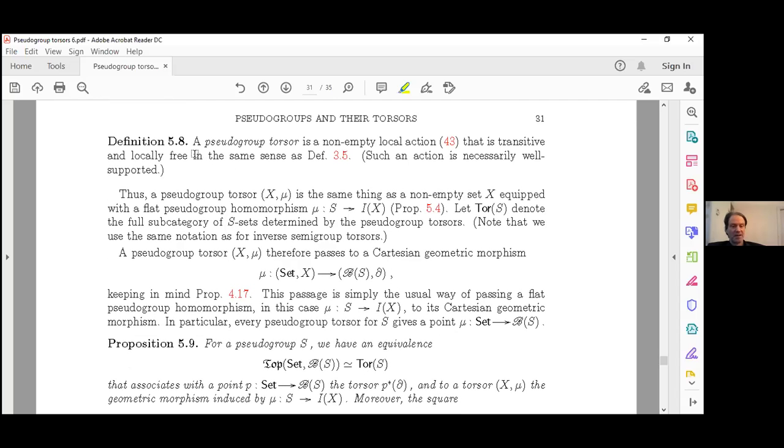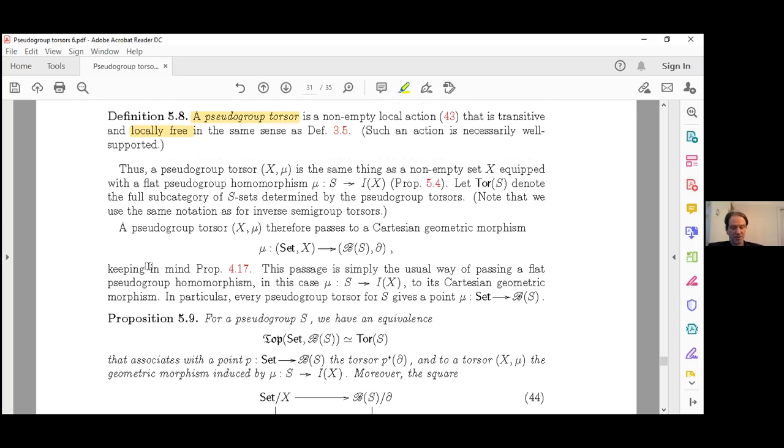So that brings us to what a pseudogroup torsor is, at least in the category of sets. Care must be taken when defining this notion in a topos in general, and we need to do that. But anyway, it's a non-empty local action that is transitive and locally free. Transitive means what you think it means, and locally free, it's like free, but only locally so. Which I didn't explain, but anyway, in a previous definition. So that's what's meant by a torsor for a pseudogroup. This concept works for pseudogroups.